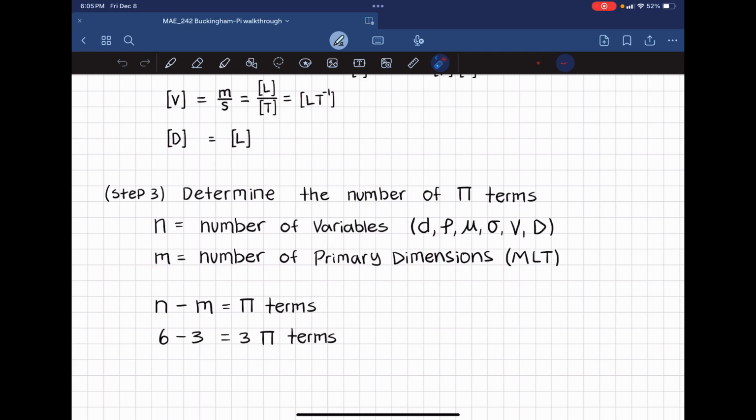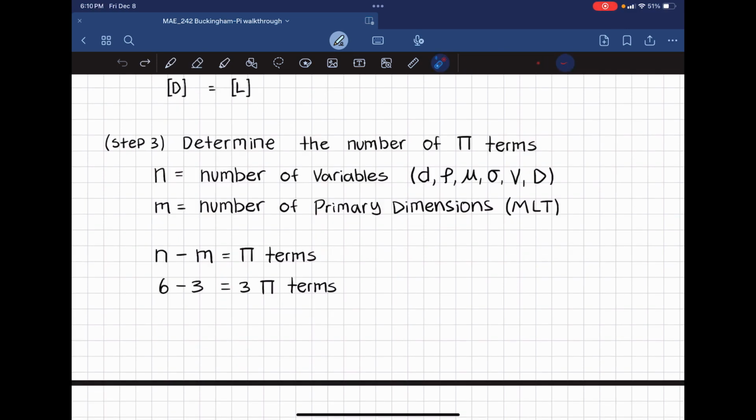M is going to be the number of primary dimensions we have. In this case, it's going to be M, L, and T. So we have 3 primary dimensions. This results in n minus m pi terms. That means we got 6 minus 3. That is equal to 3 total pi terms. So that's how many terms we're going to actually generate.